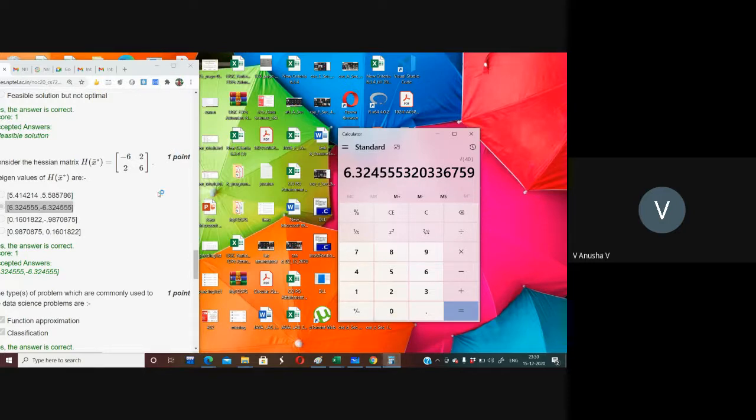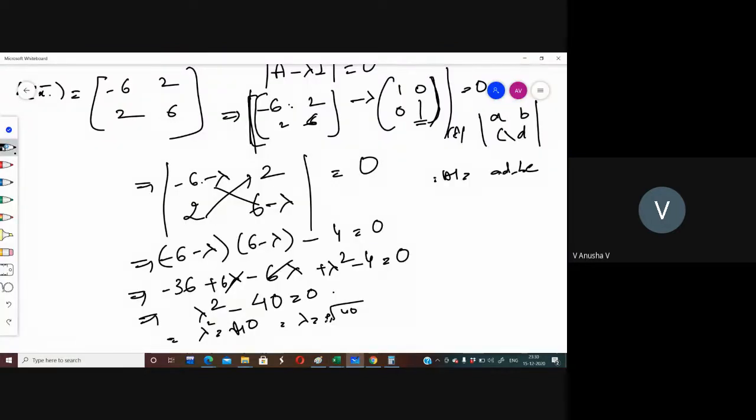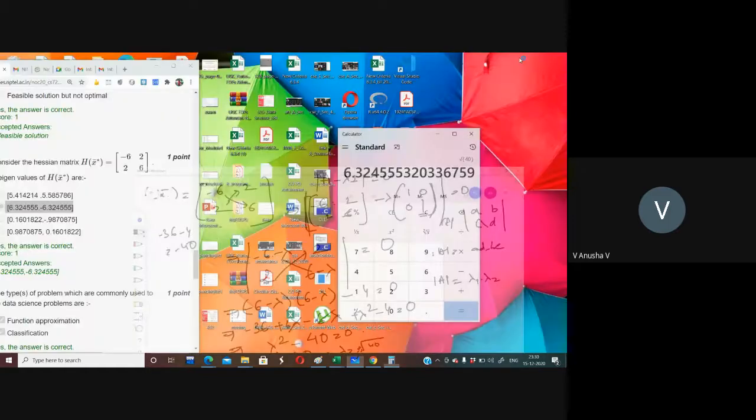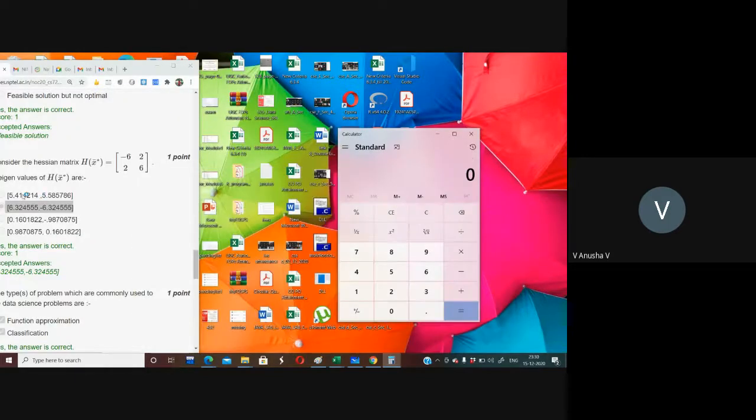The shortcut for this, if you don't want to calculate, is one property: the determinant of a matrix is equal to the product of the eigenvalues. Okay, let's calculate the determinant of this one. What will be the determinant of this? Minus 36 minus 4, minus 40. So whenever you multiply the two eigenvalues, you need to get nearly minus 40. Let's see whether we are getting that with the options or not.